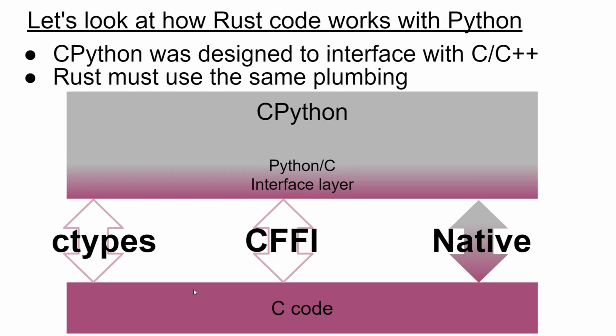So now that we've seen the demo, let's look at how Rust code works with Python. So as we said, CPython was designed to interface with C and C++ code. So Rust must use that same plumbing. And there's three methods that CPython can interface with the C code. One's called ctypes, the other is CFFI, and the final one's native. And so they go from simplicity, ctypes is the simplest to use, to the most complex, which is native, but here you're gaining more speed while ctypes tends to be slower.